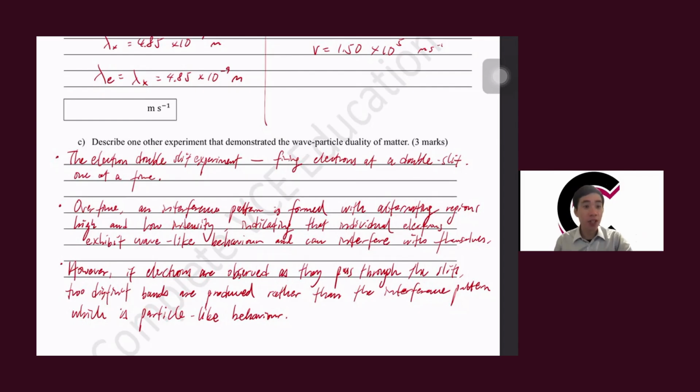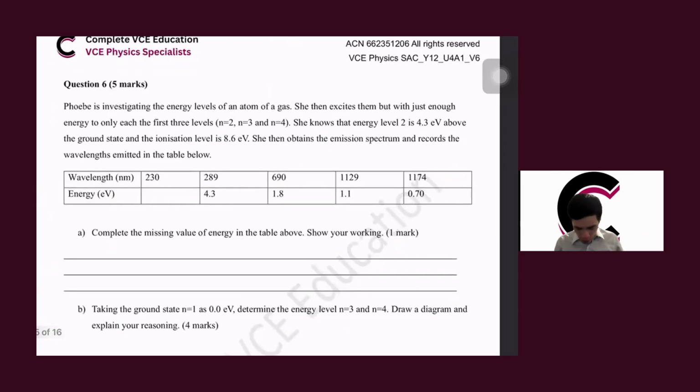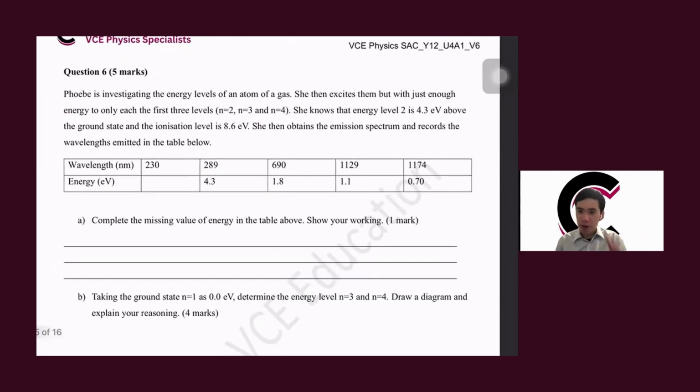All right. So guys, we've got two more questions to go. So let's do question 6. 5 marks. That's a much easier question to tackle. We're going to find the missing energy value. We've got some energy levels. Classic question once again: energy levels of an atom of gas, which excites them just enough to get through the first three levels. We know n level 2 is 4.3.